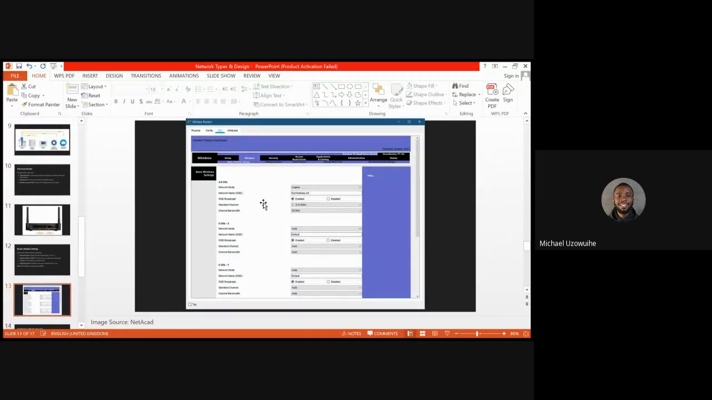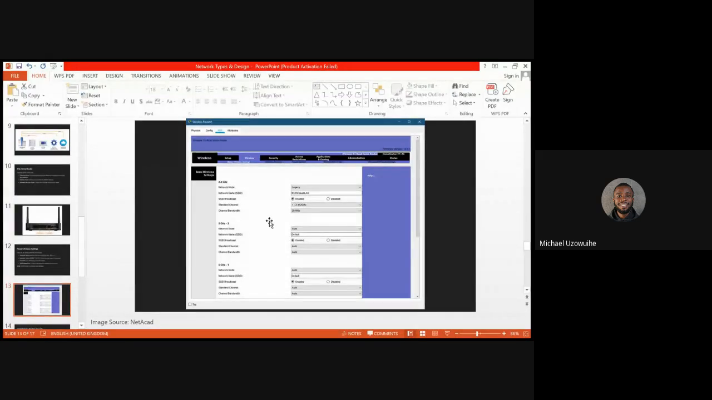If you enable it, that means anyone can see your network name and connect. If you disable it, that means they have to be able to add it on their own. You can see the standard channel I'm talking about, 1. You can select as much depending on the device's channels that they can utilize. Then those are the major four settings.